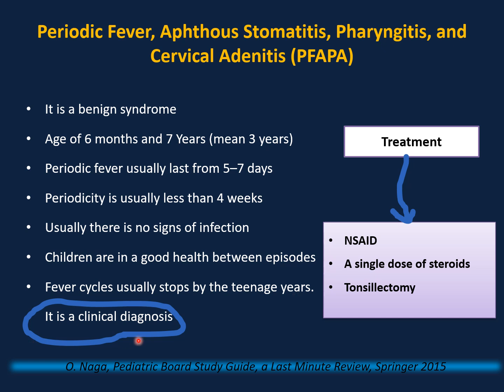It's a clinical diagnosis. There is no specific test to confirm the diagnosis of this illness, so it's a clinical diagnosis. Treatment is non-steroidal anti-inflammatory drugs. Actually, a single dose of steroid like prednisolone or prednisone can dramatically shorten the illness and even end the episode. Tonsillectomy if the patient requires multiple doses of steroids per month.